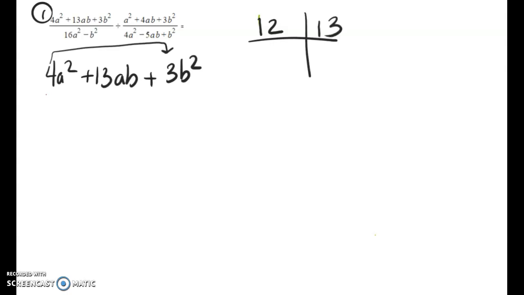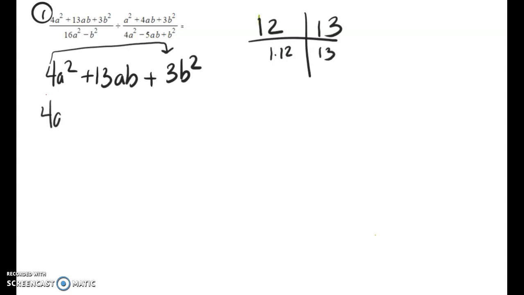And I want them to sum to 13. So I'm going to factor by grouping. So the factors of 12 that sum to 13, well, they are 1 times 12.